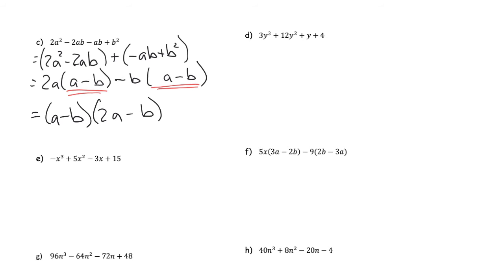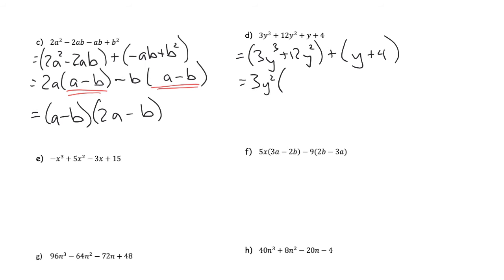For question D, again, 4 terms. So I'm going to group together the first 2 terms. And notice in this case that there is an addition inside there. So I don't need to worry about the negative sign. So I'm just going to plug that in. I don't need to worry about anything there. Then I'm going to take out what's common. So 3y squared. And when I take that out, I'll get a y plus 4, because 3y squared was common. That gives me y plus 4.